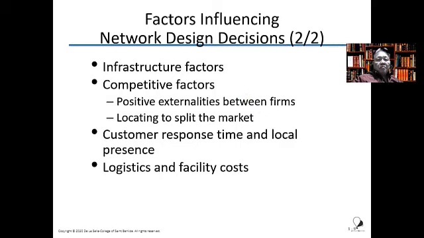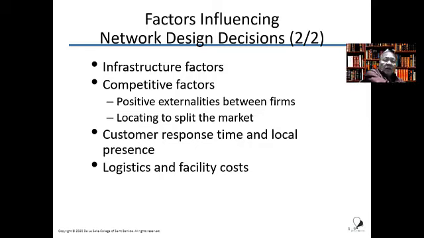The next factor is competitive factors. Competitive factors are very important when designing a supply chain network, because it involves two approaches. Some schools of thought say that if there are positive externalities between companies or firms, meaning when they co-locate, they locate in similar areas, it will benefit all of them, then that is one approach. If you believe that by co-locating in the same area it will benefit everybody, then do it.